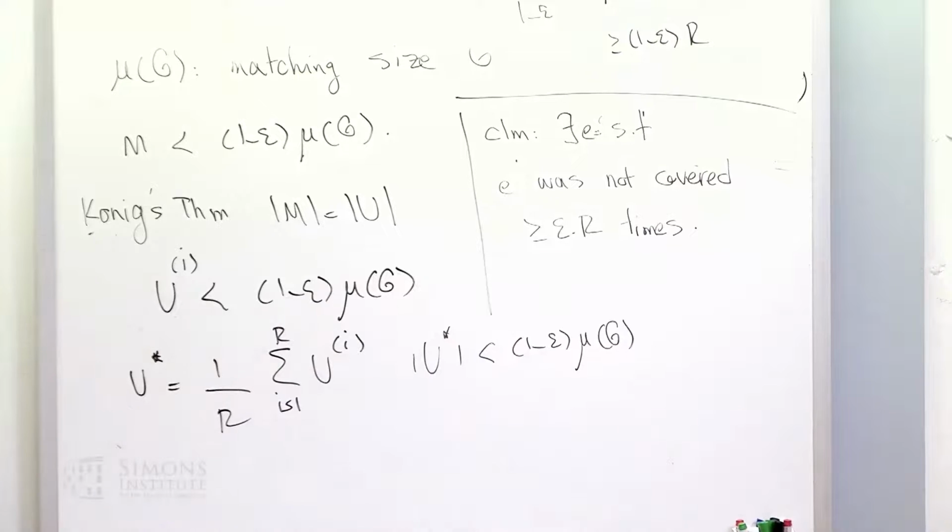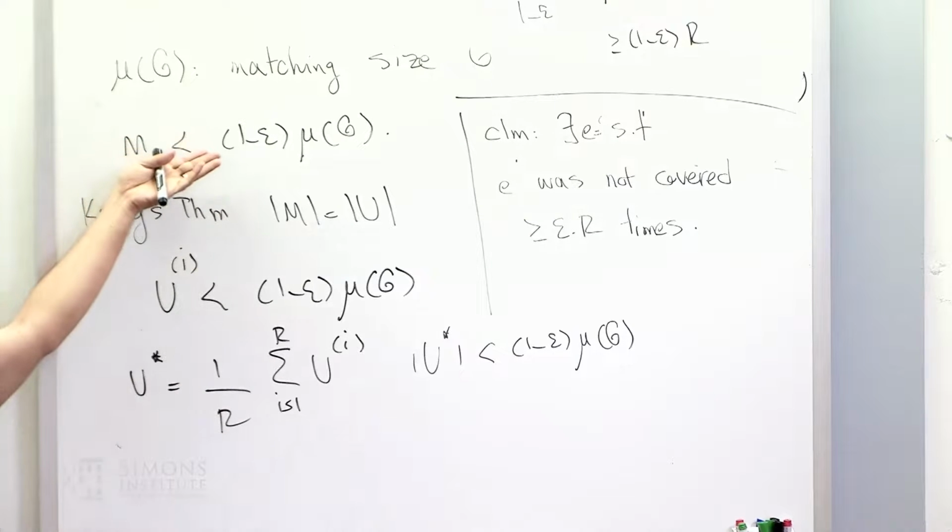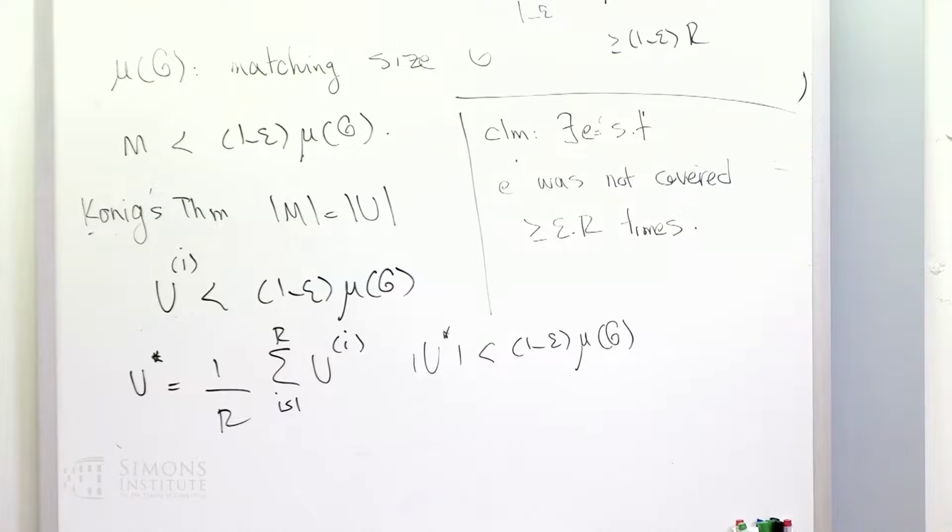Good. So there is an edge that I'm not covering. This U star that I'm getting cannot be a 1 minus epsilon approximate vertex cover. If it is, then my graph has a vertex cover which is smaller than its matching, and that cannot happen. Does that make sense?